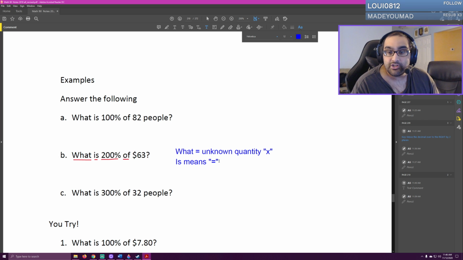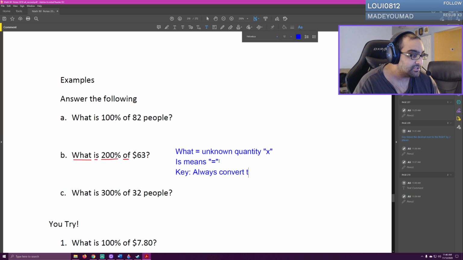we have the percentage there of, say, 200%. Now, 200% here specifically, what we want to do, like I mentioned before, and this is the key here, we want to always convert the percentage into decimal. We always want to convert the percentage into decimal. All right, so that's going to be the most important part here. Always convert the percentage here into decimal.